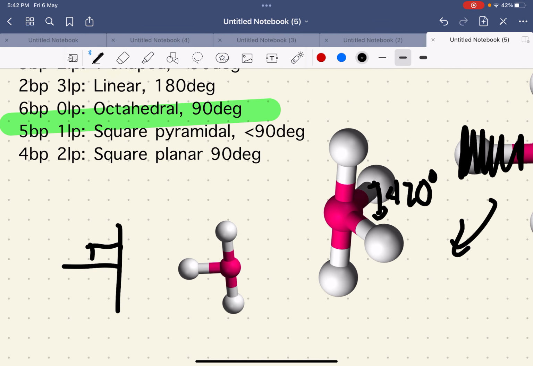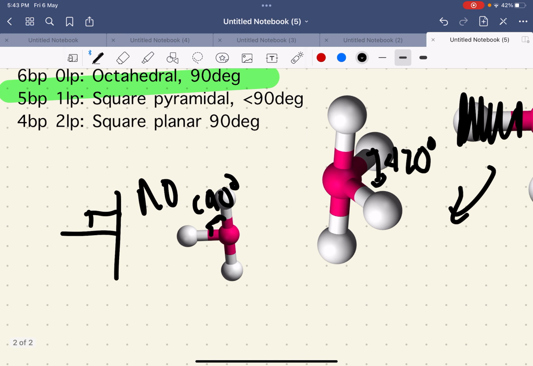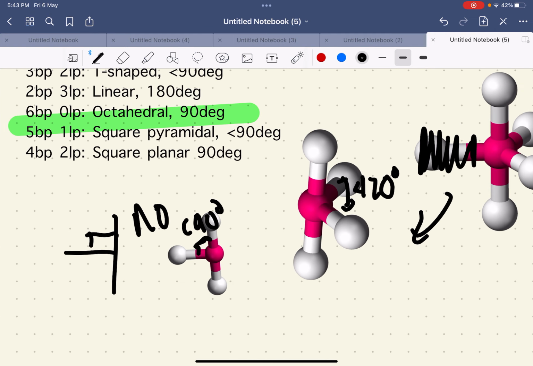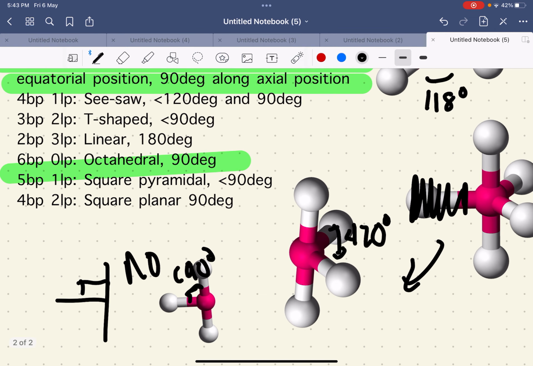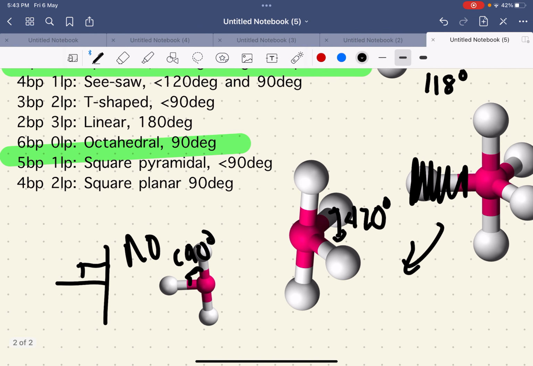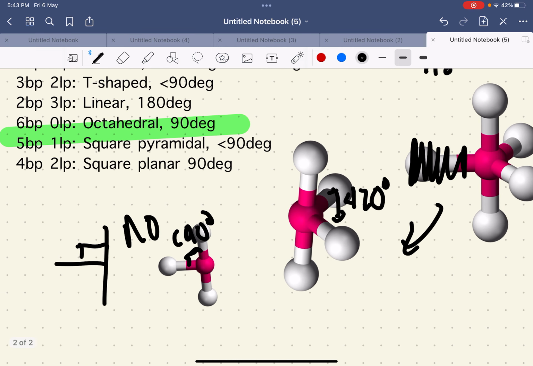T like this, 90 degrees, right? No. T shape is less than 90 degrees. It is less than 90 degrees. You know? Okay? I'm telling you, less than 90 degrees, remember. Now this one has 2 bond pairs, 3 lone pairs.